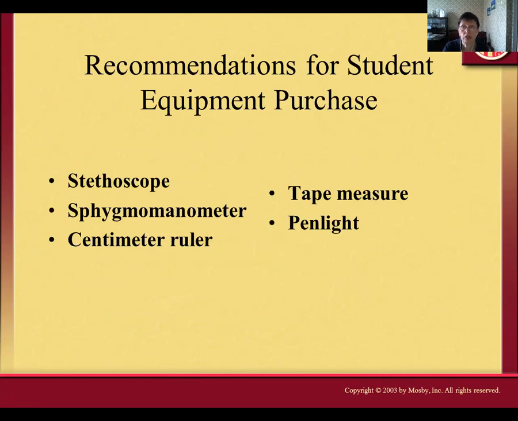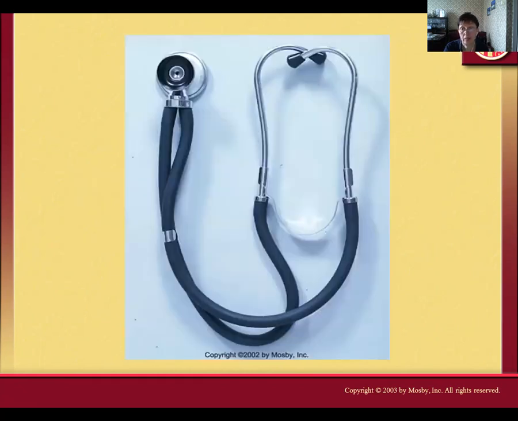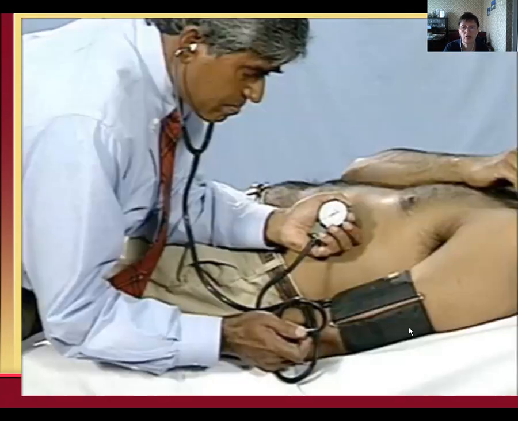This is a recommendation. What do you need to practice in internal medicine? First of all, of course, it's stethoscope. And then it should be sphygmomanometer, the device for measuring of blood pressure. Also, it will be useful centimeter ruler, tape measure, and pen light. In some cases, you need to use artificial light to see pulsations or movements of the chest or changes in the pupils. This is stethoscope. We will speak about this at lecture on auscultation. And here you see sphygmomanometer, which is used to measure blood pressure.